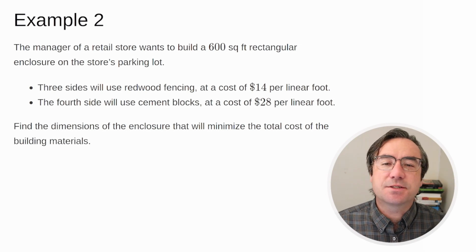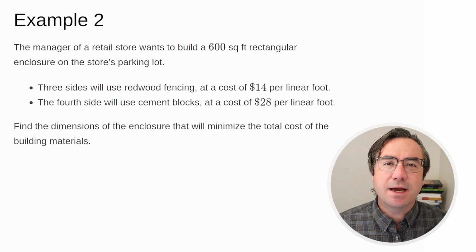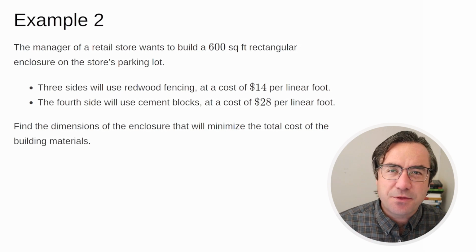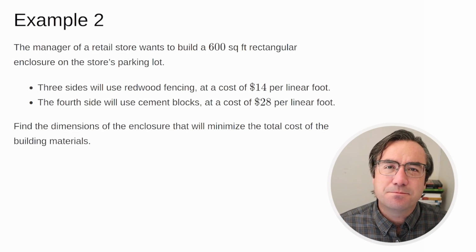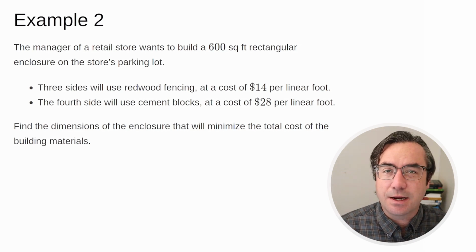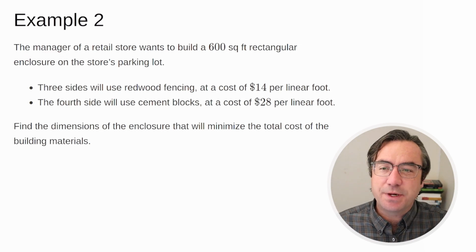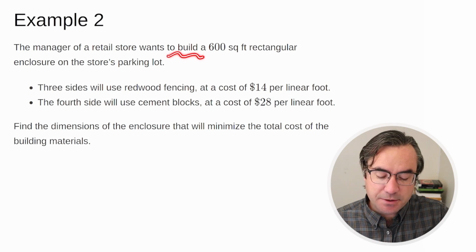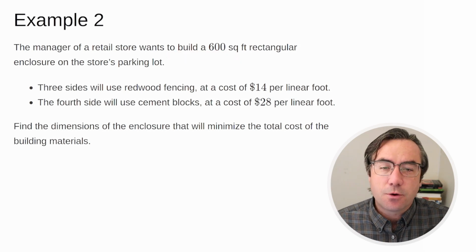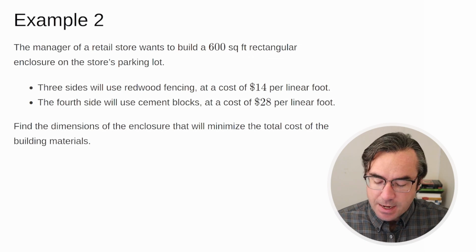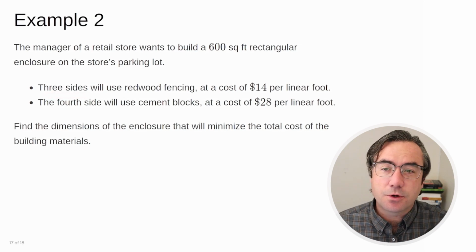And as we read through it, let's try to keep in mind, what kind of geometry are we going to be considering in this example? So we want to keep an eye out for geometric terms and things to help us draw our diagram. All right, so we're going to pretend we're the manager of a retail store, and we want to build a 600 square foot rectangular enclosure on the store's parking lot. And 3 sides are going to be used.